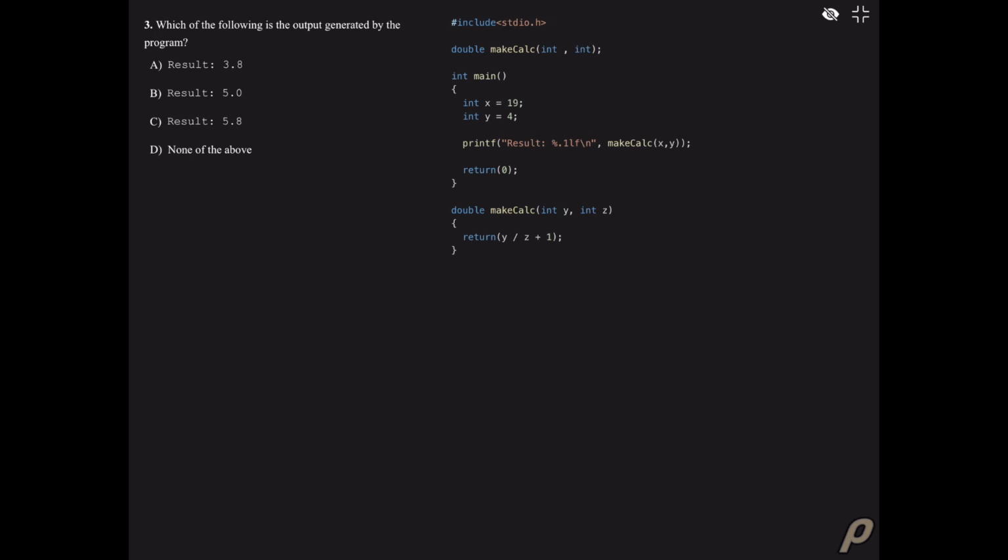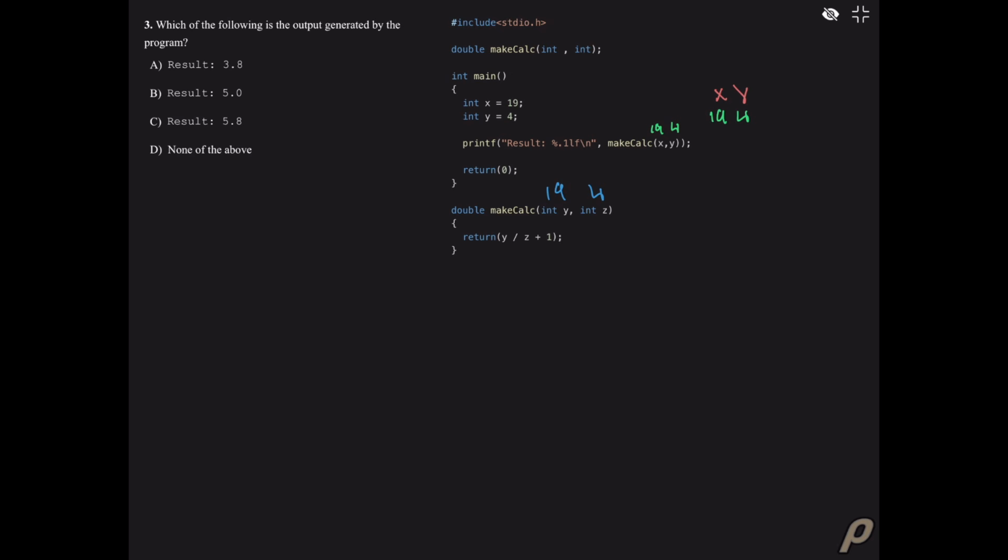All right, question 3, another code question. Which of the following is the output generated by the program? All right, let's do our little process here again. So we have our x and our y in main, and we know that this is 19 and 4 to start. So right away we see that we have our print statement. So this is the print statement that will result in our result, and we see that we have this little function call within it. So it's just a simple function call, so we just pass in x, which is 19, and the value of y, which is just 4, and then we pass that down into the make calc function. So this becomes 19 and this becomes 4.